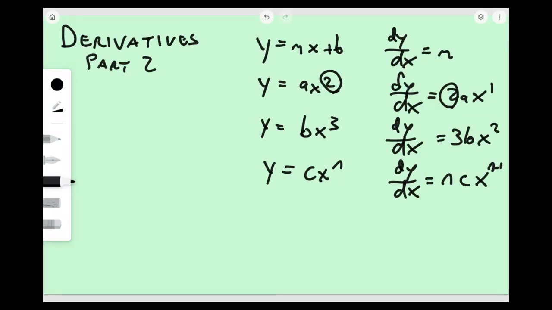And then there's actually an even simpler one that we didn't include. What happens if y just equals a constant b? Then dy dx in that case equals 0.